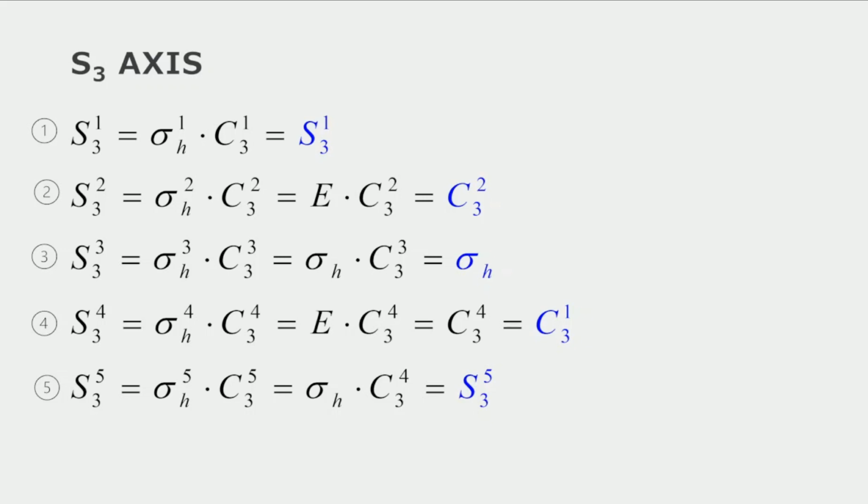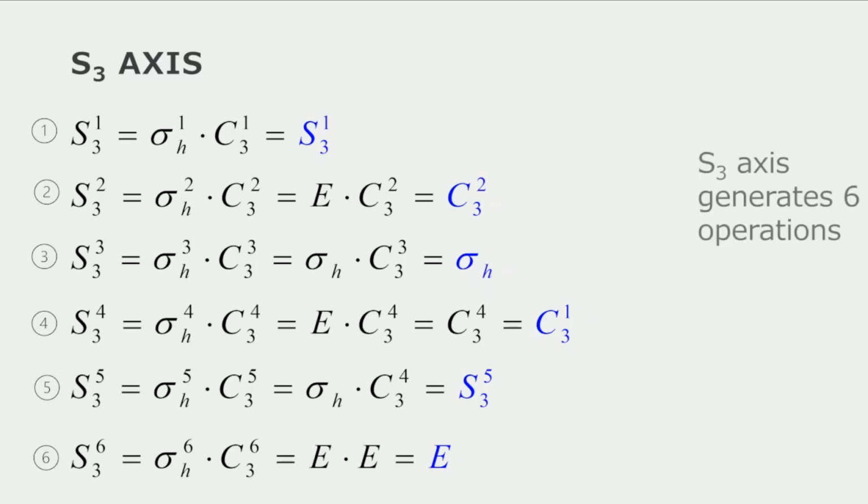Now if we carry out one more operation, which is S3 to the power 6, which is equal to sigma h to the power 6 multiplied by C3 to the power 6, right? And both of these operations are identity, so the result is identity operation.